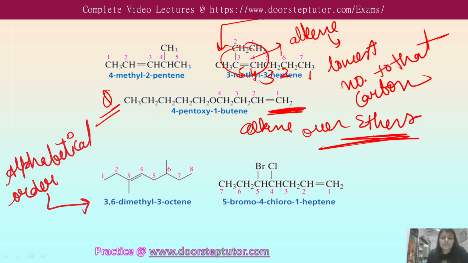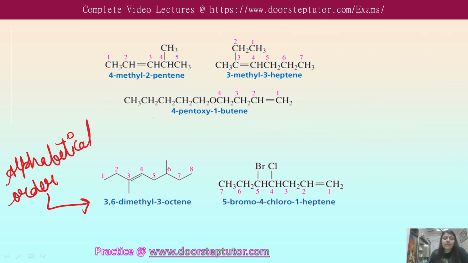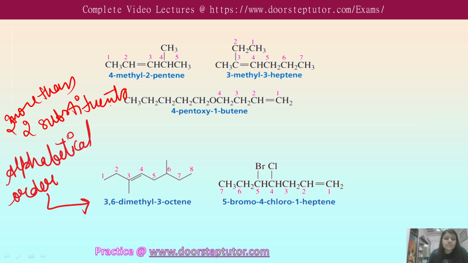So this is very important. The next rule is that you have to prioritize the alphabetical order. When you have more than two substituents, you have to prioritize the alphabetical order. On the basis of that particular alphabetical order, you have to assign the numbering to the carbons.